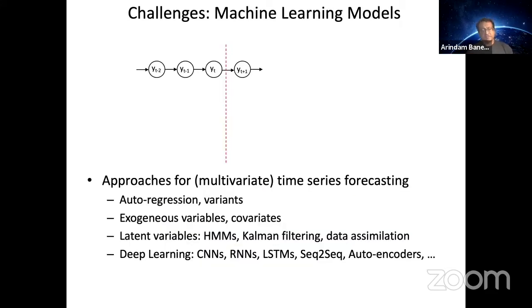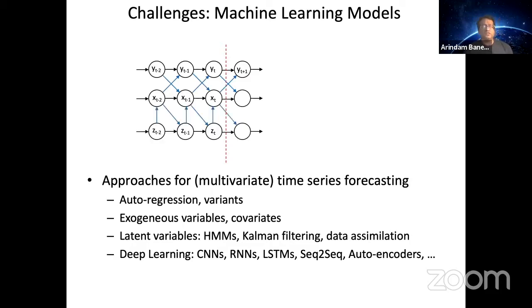Why is it challenging for machine learning models, right? There's a vast array of methods for multivariate time series forecasting. You can do auto-regression, where you have a Y time series and predict the next time step, or you can use some combination of exogenous variables or covariates, or you can even have latent variables like Z's, which you don't observe, but they are affecting what you observe. So hidden Markov models, Kalman filtering, data assimilation systems. And then there is an entire suite of deep learning methods like CNNs, RNNs, and whatnot, autoencoders.